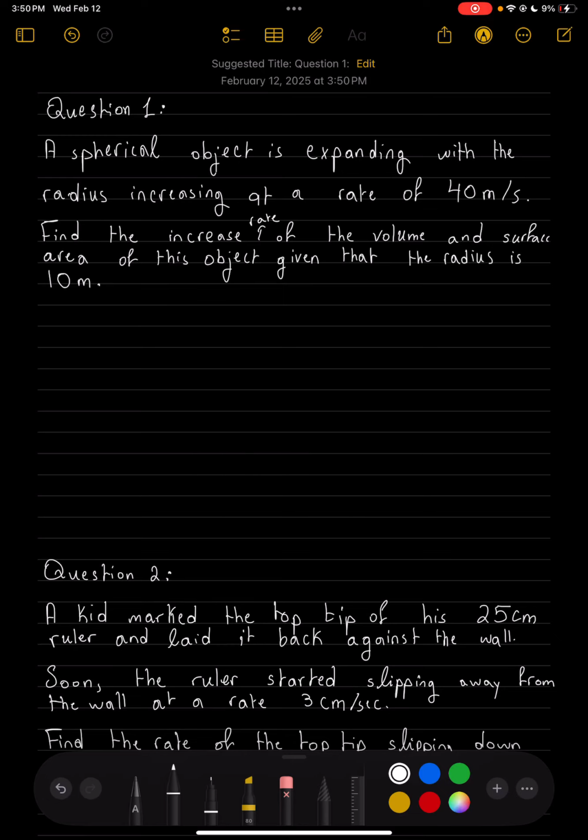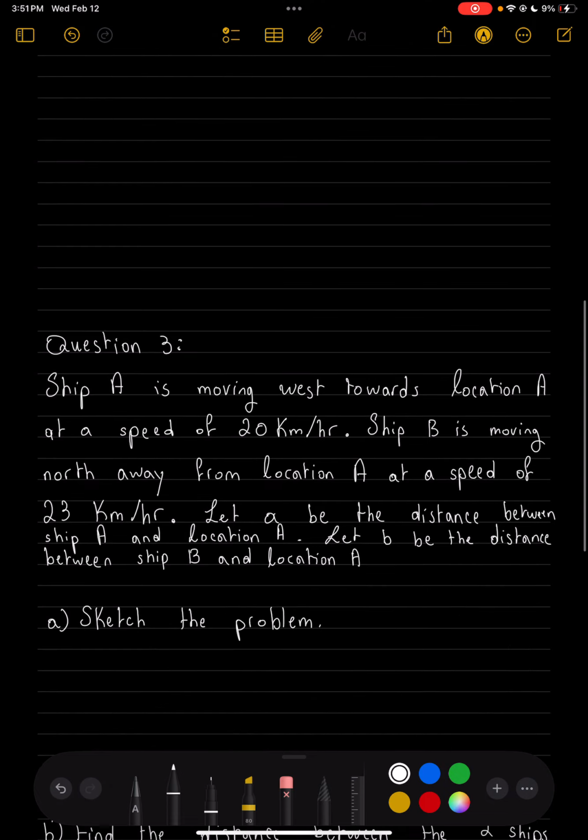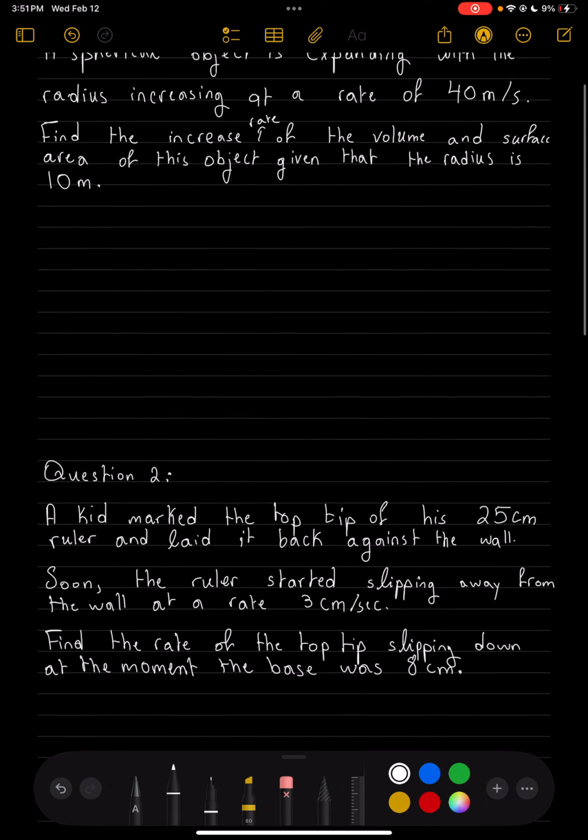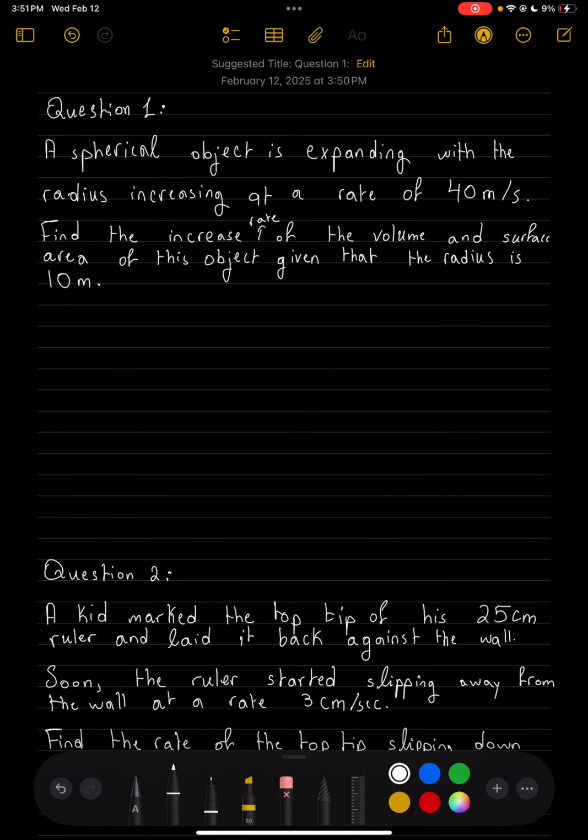This video is going to be very short and very straight to the point. It's going to be 3 questions about related rates. Question 1. A spherical object is expanding with a radius increasing at a rate of 40 meters per second. Find the increased rate of the volume and surface area of this object given that the radius is 10 meters.